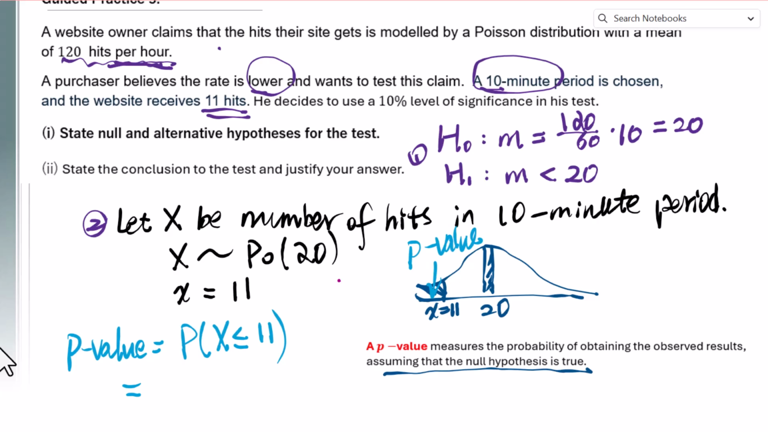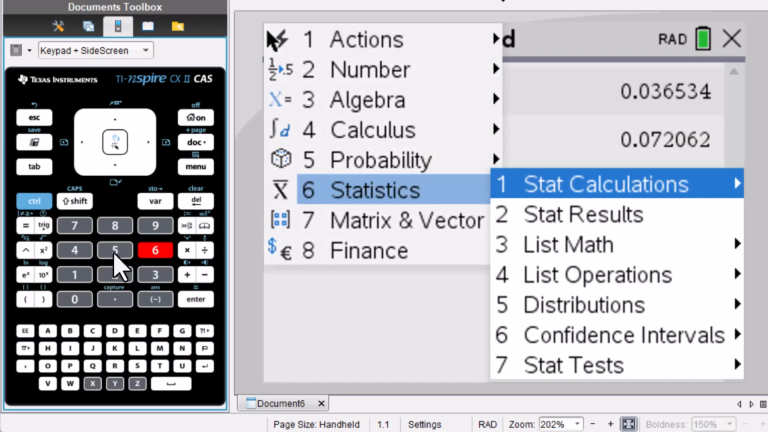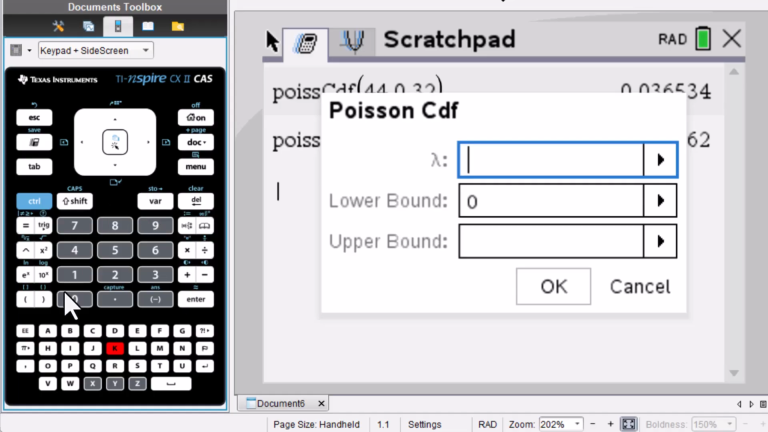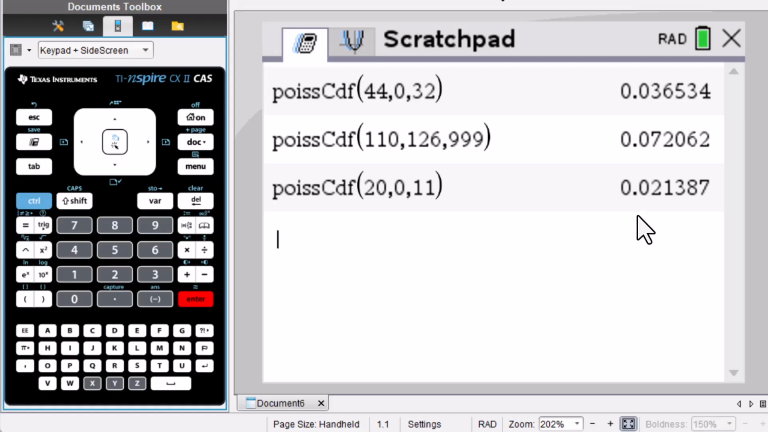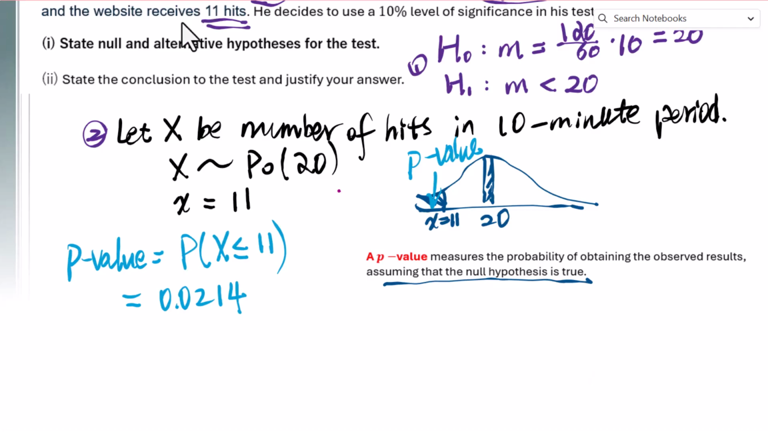Let's go to the calculator. Menu 6, 5, Poisson CDF. Lambda is 20. Lower bound is 0. Upper bound is 11. Enter, enter. The answer is 0.0214.